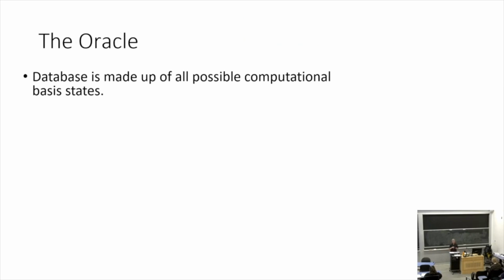All right, so let's look at the oracle. We have a database, and it's made up of all possible computational basis states. So if we have 3 qubits, let's say, then our list is the states of those 3 qubits, so all the possible 3-qubit basis states. If we listed these using a normal digit, it would be the states 0 to state 7.